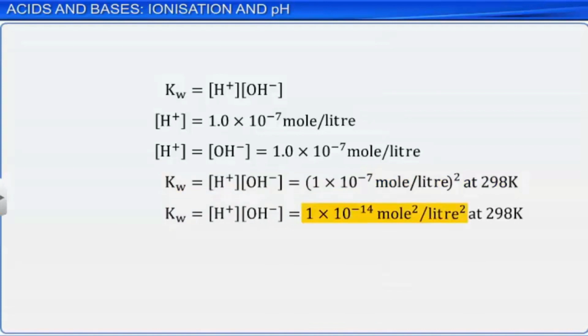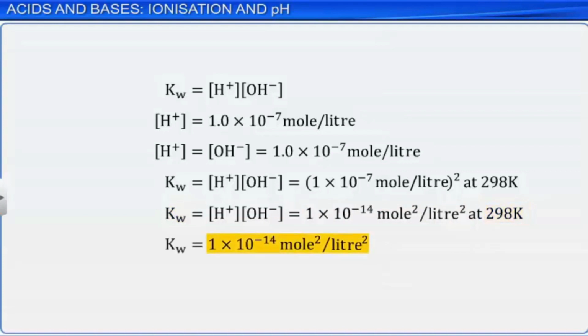This is equal to 1 multiplied by 10 to the power of minus 14. Hence, the value of the ionic product of water at 298 Kelvin is equal to 1 multiplied by 10 to the power of minus 14 moles squared per liter squared. It must be remembered that Kw, being an equilibrium constant, depends on temperature.